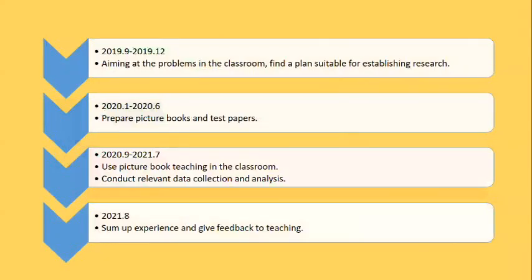Here, you can see there are 4 steps for this research. At the beginning, I will use 4 months to find out the problems in my class and create the template for research. Later, I will use half a year to prepare the picture books and the test papers. And I will use 1 academic year to teach the students with picture books in my class, and collect and analyze the data. Finally, I will sum up experience and give feedback to my teaching.